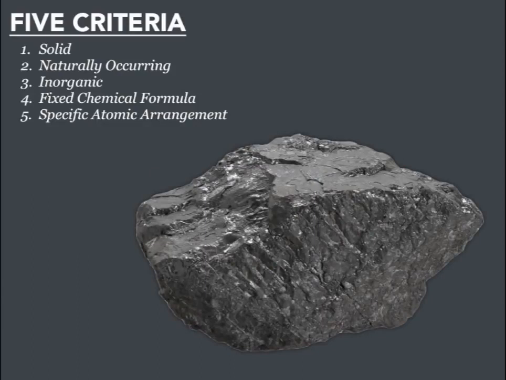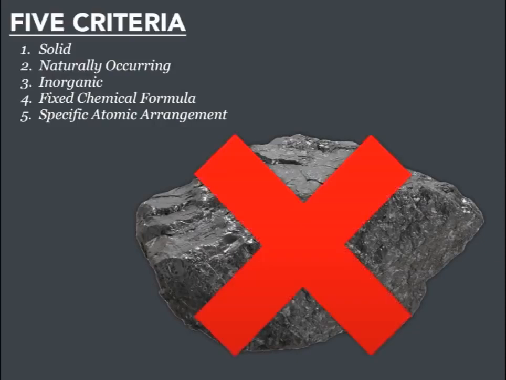What about this chunk of bituminous coal? Well, if you know anything about coal, you would know that it's actually formed from ancient tropical plants that have been compressed and squeezed together for millions of years. So it is a solid, and it's certainly naturally occurring, but because it's made from plants, it is organic, and therefore it doesn't meet criteria number 3. And so coal is not considered a mineral.